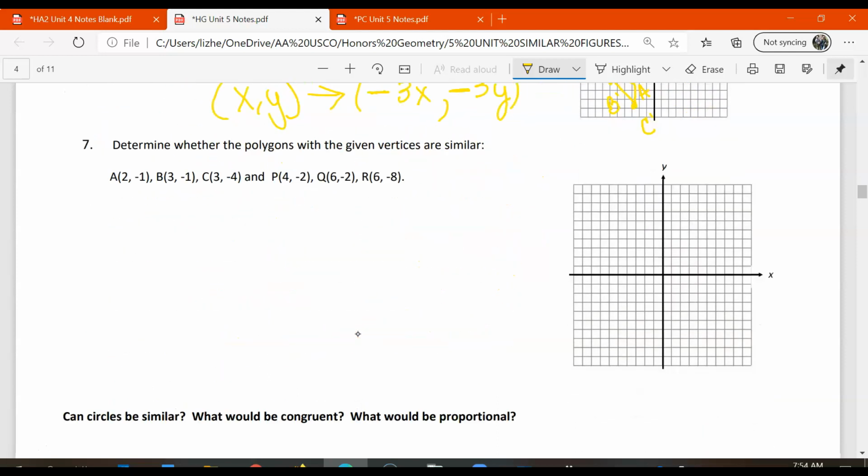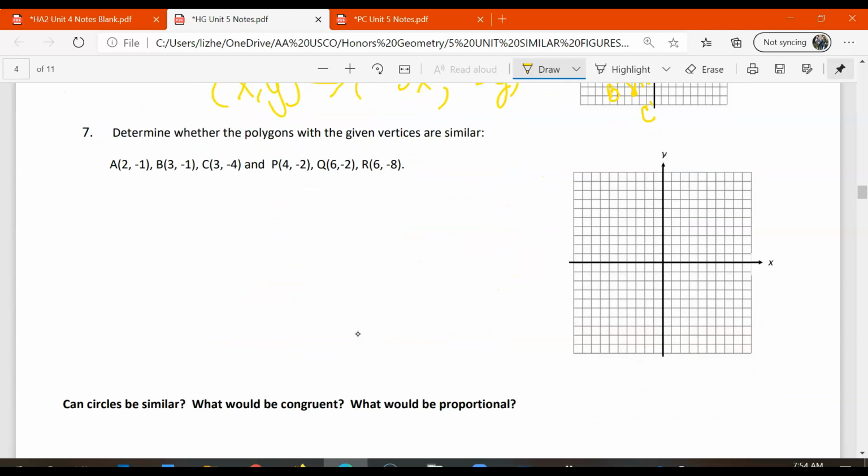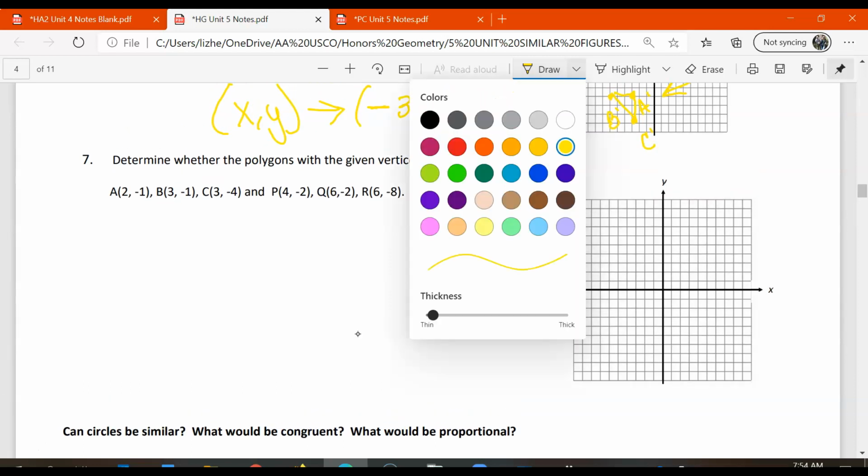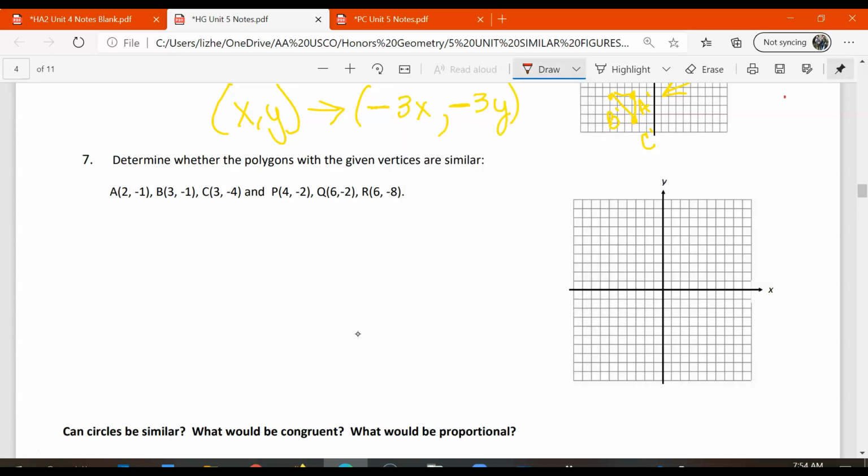All right, question 7. Determine whether the polygons with the given vertices are similar. So, first let's graph them. I'm not a big fan of yellow because you can't see it, so here we go. A is at 2, -1. B is at 3, -1. And C is at 3, -2, 3, 4. There's C, there's B, there's A, and we have this little triangle.